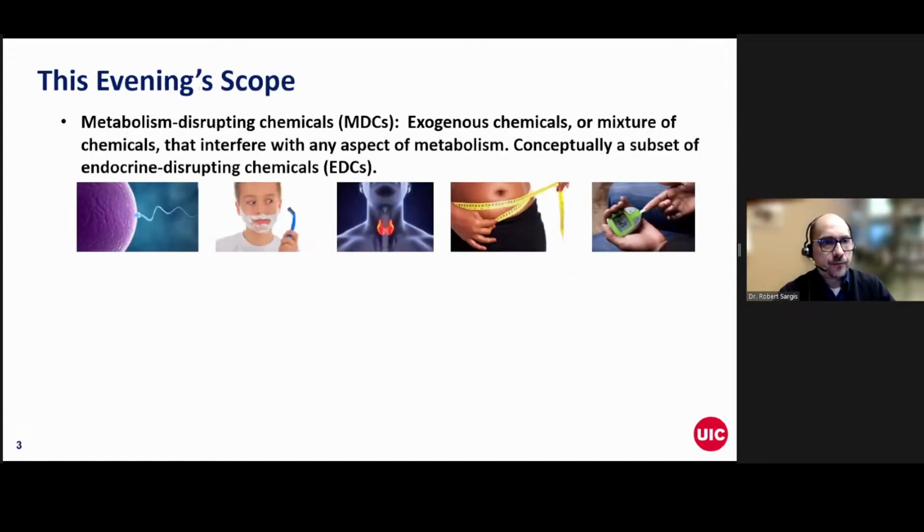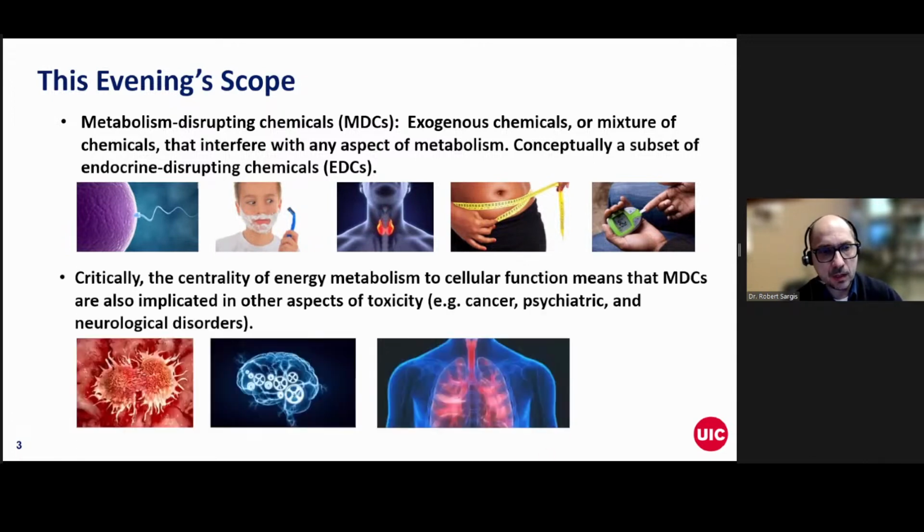So this evening's scope, what we're talking about broadly, are metabolism disrupting chemicals. These are basically exogenous chemicals or mixtures of chemicals that interfere with any aspect of metabolism. So these are conceptually a subset of endocrine disrupting chemicals, which have been linked to various disruptions in hormone signaling, including alterations in estrogen and androgen and thyroid signaling, and have increasingly been implicated in the pathogenesis of metabolic disorders such as obesity and diabetes.